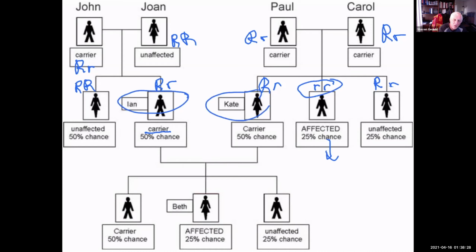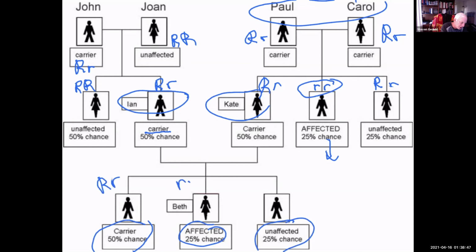Both of those are carriers. You have the same situation you did with Paul and Carol. The exact same thing. 50% of their kids are going to be carriers, 25% are going to be affected, and 25% are going to be unaffected. Remember, carrier means one gene has the enzyme, the other one doesn't. Affected means both genes do not have the enzyme, and unaffected means both genes have the enzyme needed to break down the phospholipids. That's how genetics works.